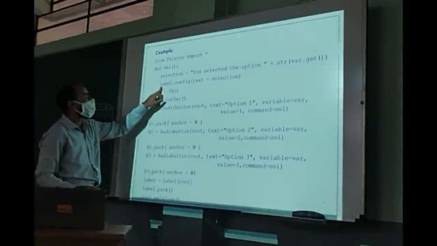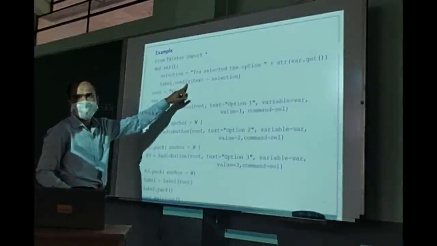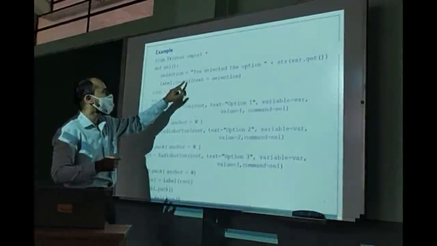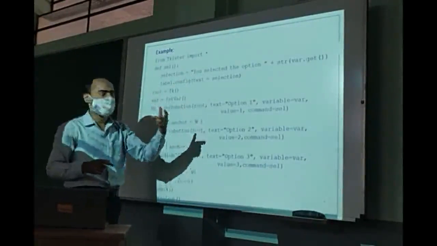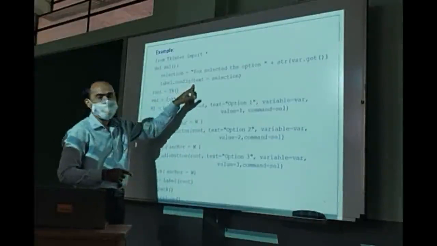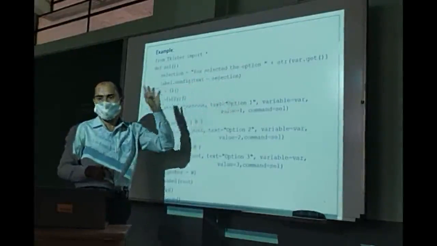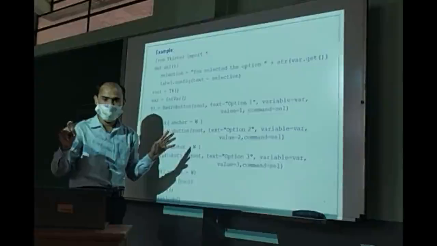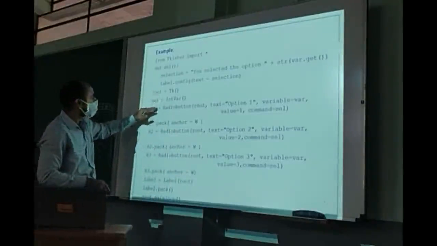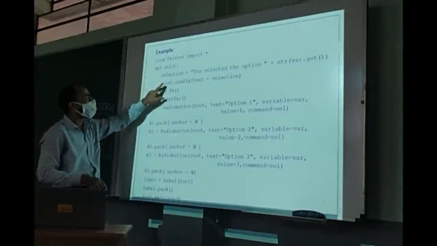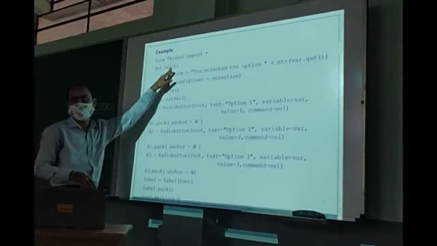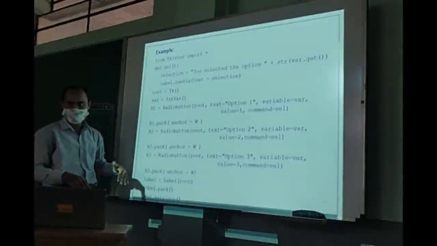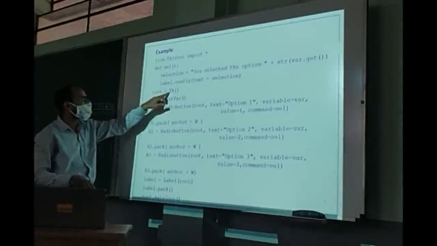Then label.config. This config is used to make changes to the text of a label. label.config text equals to selection. So whatever we have stored in selection, that we are displaying in a label. Now this is the main purpose. These are the two statements included in the function, and these are the statements which are outside the function.